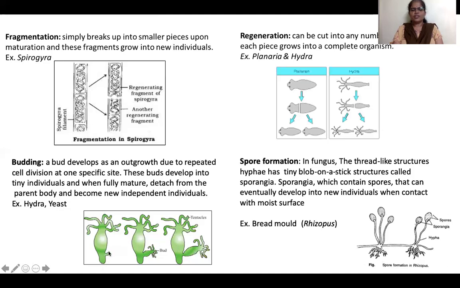First, there will be a small outgrowth. This outgrowth will grow into a bud. After maturity, this becomes separated from the mother and becomes a separate individual. This type of reproduction we can see in hydra and also in yeast. Yeast is a unicellular organism where budding can be seen, whereas hydra is a multicellular organism.